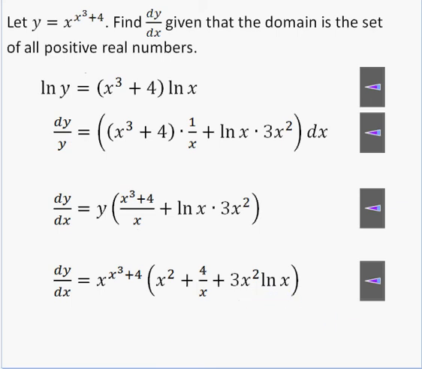And that's using logarithmic differentiation. It makes difficult functions involving multiplication and division a lot simpler rather than using product and quotient rule.